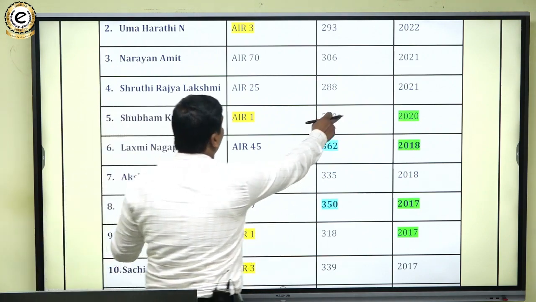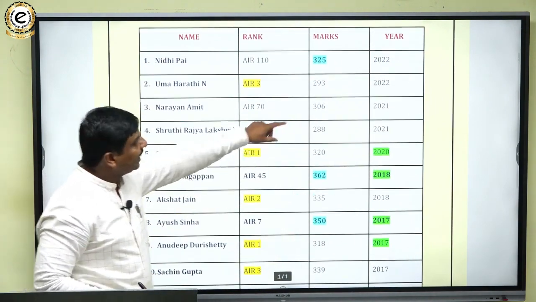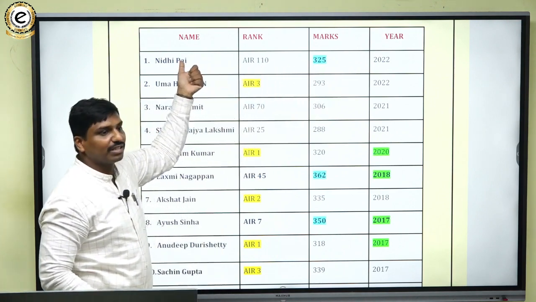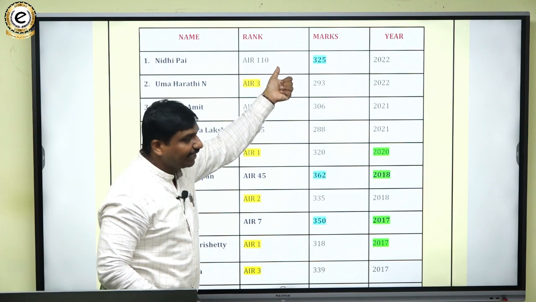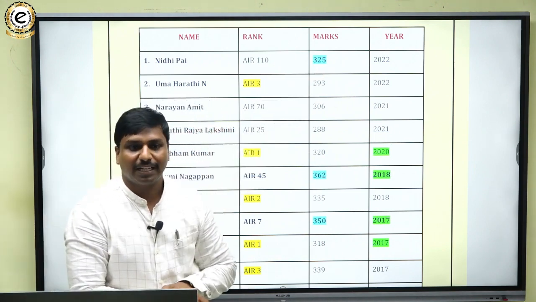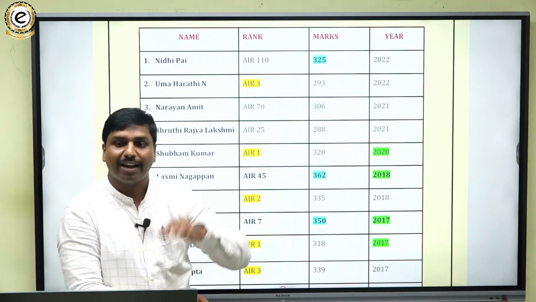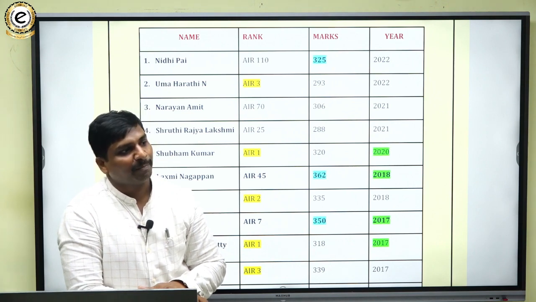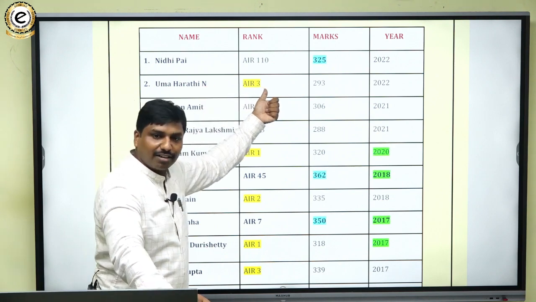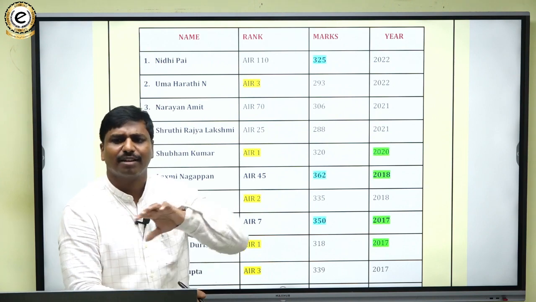You can see other toppers with good marks. In 2022, there was a student named Nidhi Pai. She got All India rank 110 and 325 marks, which was one of the top marks of all optionals that year. Another student, Uma Harati, secured All India rank 3 and scored around 293, that means around 300.